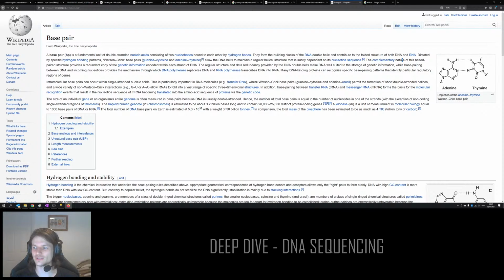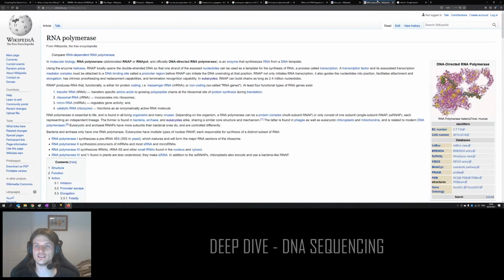The complementary nature of this base pair structure provides a redundant copy of the genetic information encoded within each strand of DNA. The regular structure and data redundancy provided by the DNA double helix make DNA well suited to the storage of genetic information, while base pairing between DNA and incoming nucleotides provides the mechanism through which DNA polymerase replicates DNA. So this allows the replication of DNA, and RNA polymerase transcribes DNA into RNA. Okay, that makes sense. Many DNA binding proteins can recognize specific base pairing patterns that identify particular regulatory regions of genes. Wow, this is interesting.